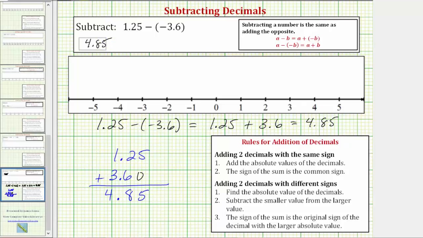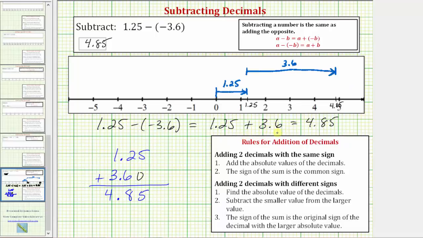To show this sum on the number line, to model 1.25, we'd start at 0 and move right 1.25 units to positive 1.25. From here, because we're adding 3.6, which again is the same as subtracting negative 3.6, we would move right another 3.6 units, which would bring us to 4.85, which is just to the left of positive 5.